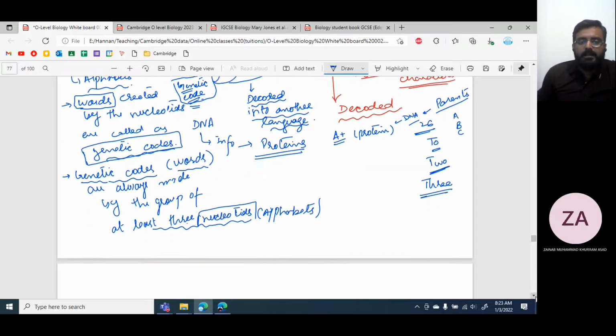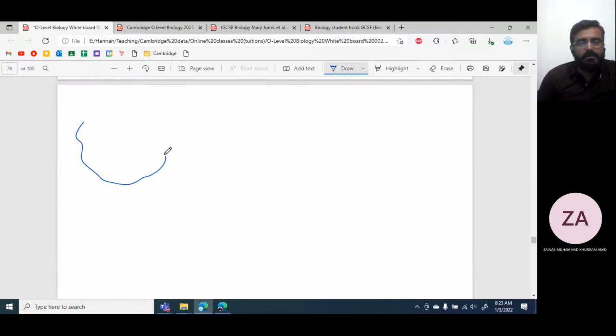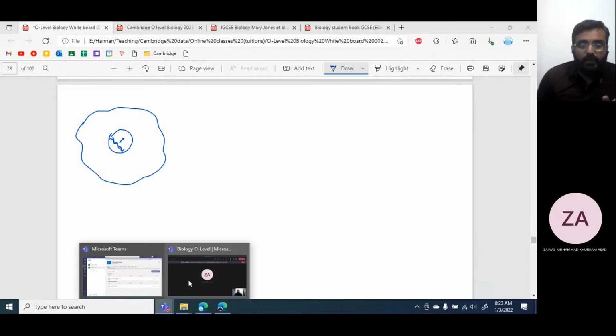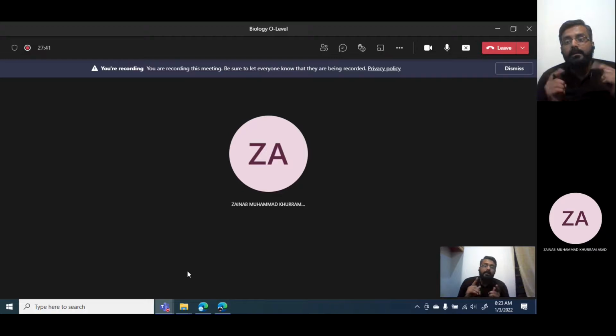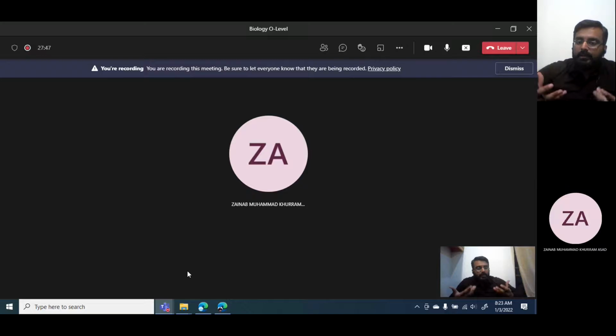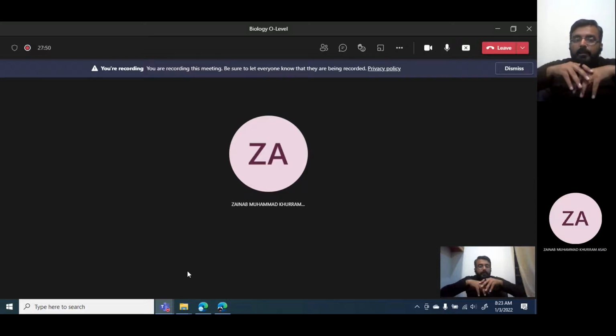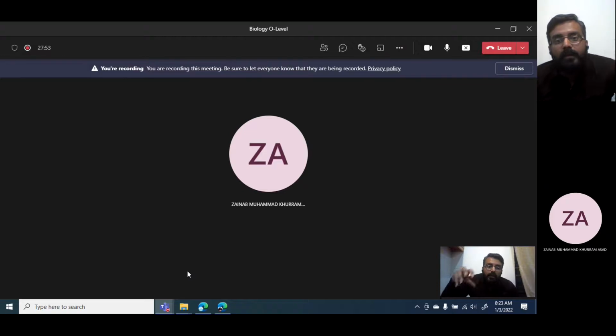For example, let's take an example of a cell. This is a cell, and this is a nucleus of a cell. There is a DNA strand present. The DNA would be transferring. DNA would not be destroyed. If the DNA is decoded, it does not mean that when a DNA is converting into the protein, it would be destroyed and re-established into a protein. No, DNA would remain in its place. It would just be decoded from the language of nucleotides to the language of proteins.